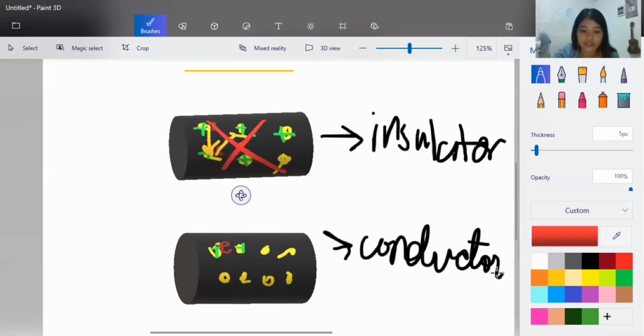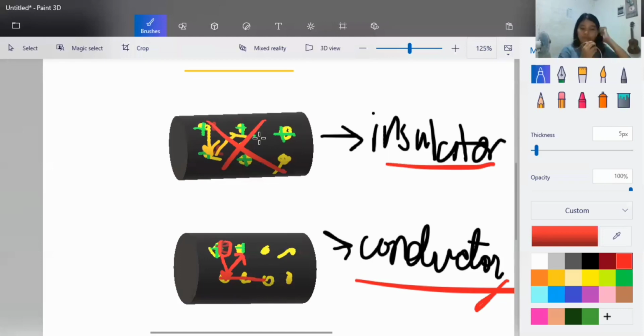While the electrons in the conductor can move from one place to another, they can move relatively freely with almost no resistance. So the electrons, or the negative charges, here can move from here to here. That is the difference between the insulator and the conductor. They both have positive and negative charges, but in the insulator the negative charges are fixed, while the charges of the conductor can move freely as they want.